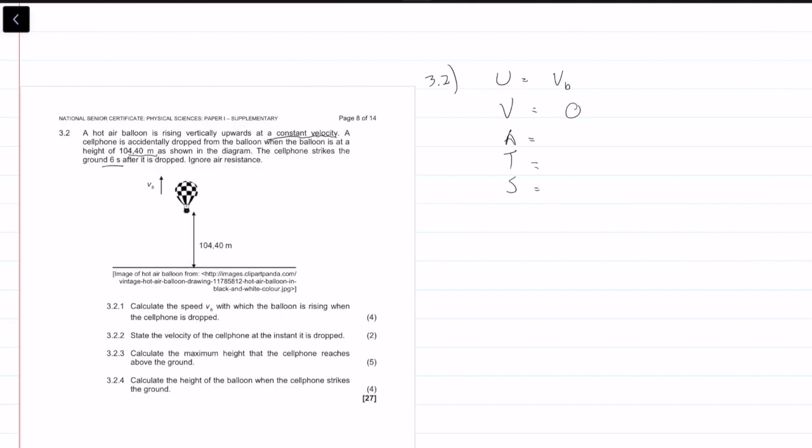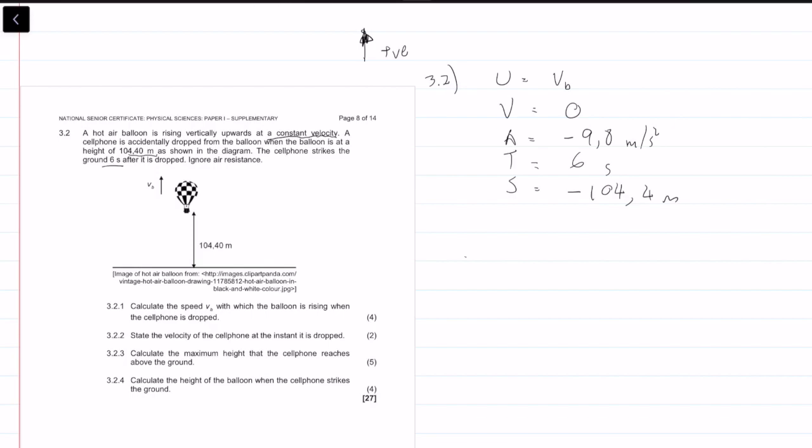The acceleration, we're taking the upwards direction as positive, so the acceleration would be minus 9.8 meters per second squared. We don't know the time. We do actually know the time. The time is 6 seconds. And we also know the displacement is minus 104.4 meters.